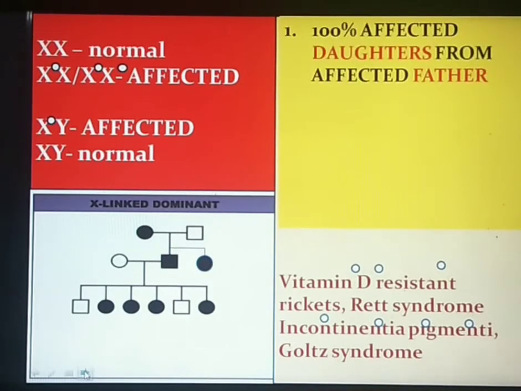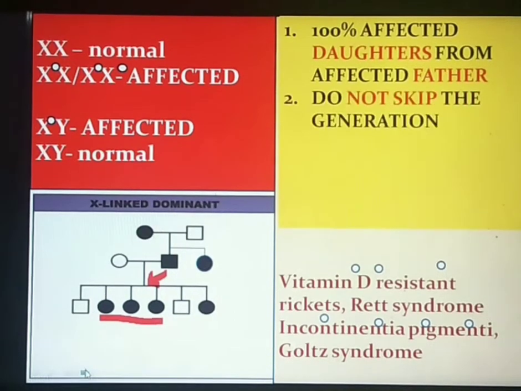So the first rule, 100% affected daughters from an affected father. This is the first clue which we should keep in our mind. We can see here, from the affected father, all the daughters will get that trait. Since it is dominant, it won't skip the generation.